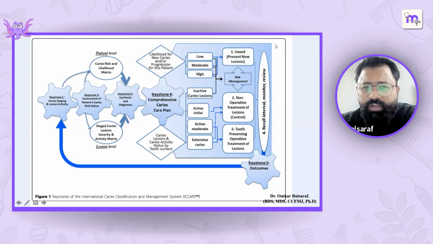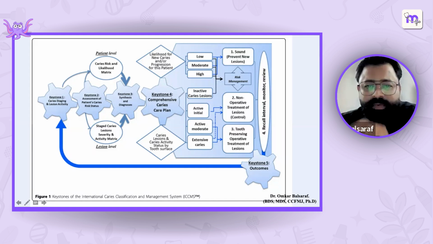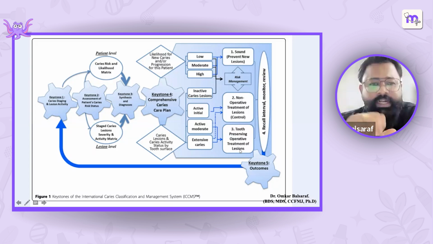This is particularly about how to prevent new lesions. That is basically risk management. Then you have inactive caries lesions and also active caries lesions, wherein active caries lesions can be initial, moderate, and extensive caries. Again, they can be either non-operative treatment for lesions and tooth-preserving operative treatment of lesions. So this is basically a complex matrix that comprises the ICCMS classification.